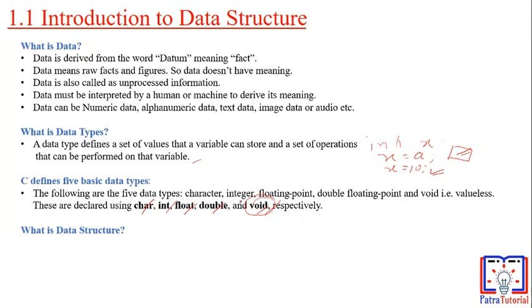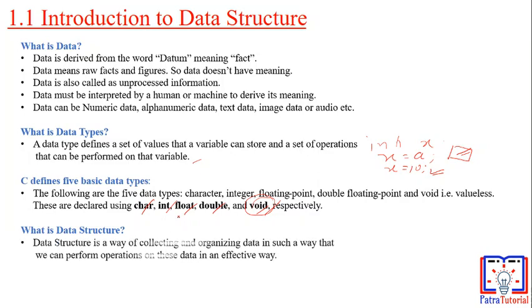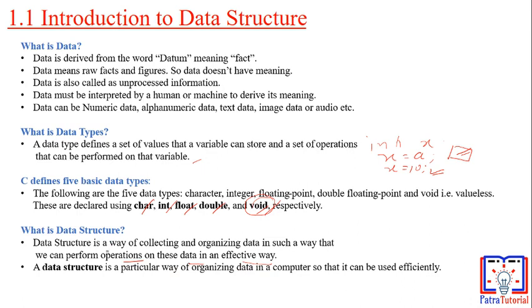Now we know what is data, what is information, what is data types. Now data structure. Data structure is a way of collecting and organizing data in such a way that we can perform operations on those data in an effective way. Second point is, a data structure is a particular way of organizing data in a computer so that it can be used efficiently. So computer memory is a huge area, right? If you store your data randomly, then you cannot access them efficiently or quickly, right? You will take some time to search the data, and then only you can access.